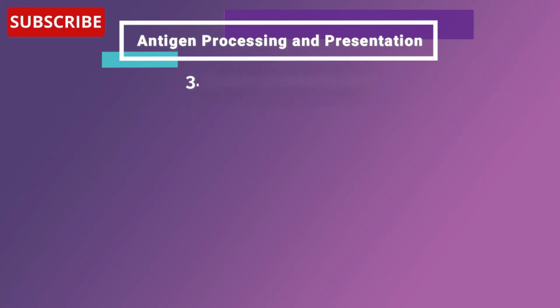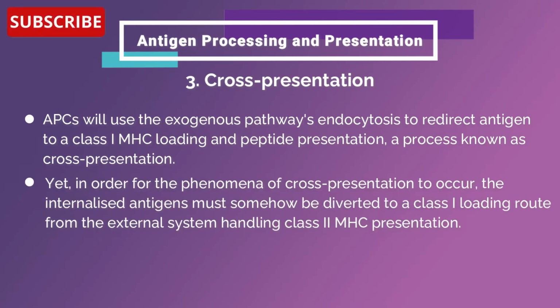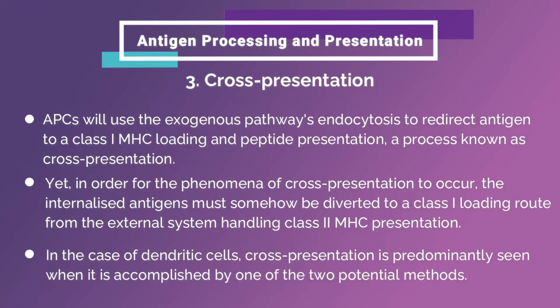Number 3. Cross-presentation. Antigen-presenting cells will use the exogenous pathway's endocytosis to redirect antigen to a class I MHC loading and peptide presentation, a process known as cross-presentation. Yet, in order for cross-presentation to occur, the internalized antigens must somehow be diverted to the class I loading route from the external system handling class II MHC presentation. In the case of dendritic cells, cross-presentation is predominantly seen when it is accomplished by one of two potential methods.